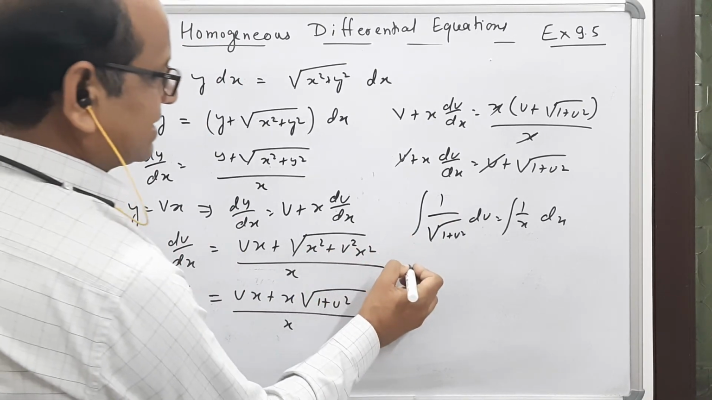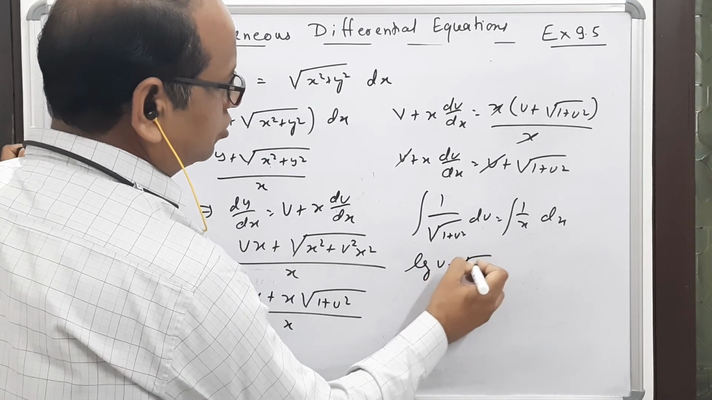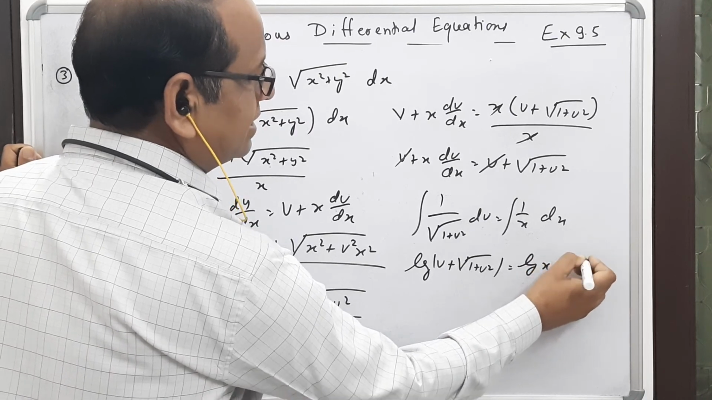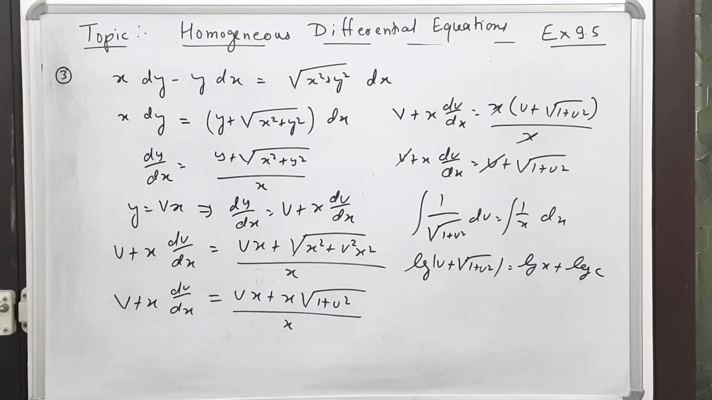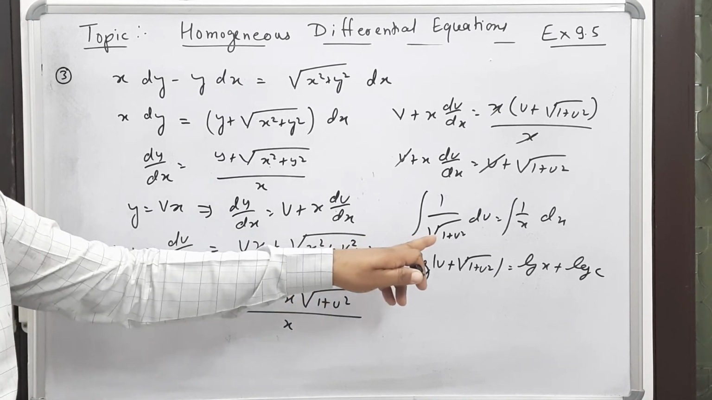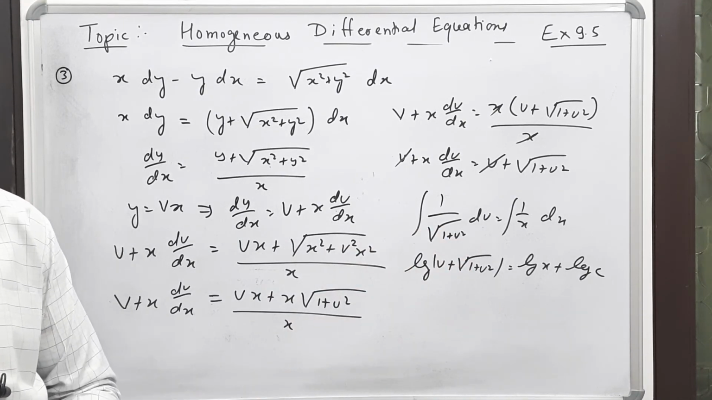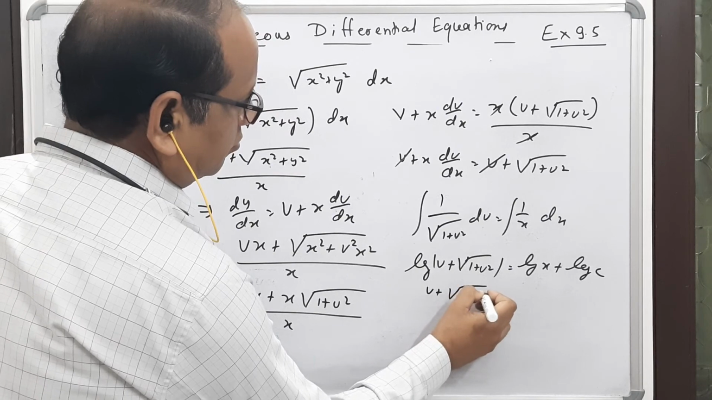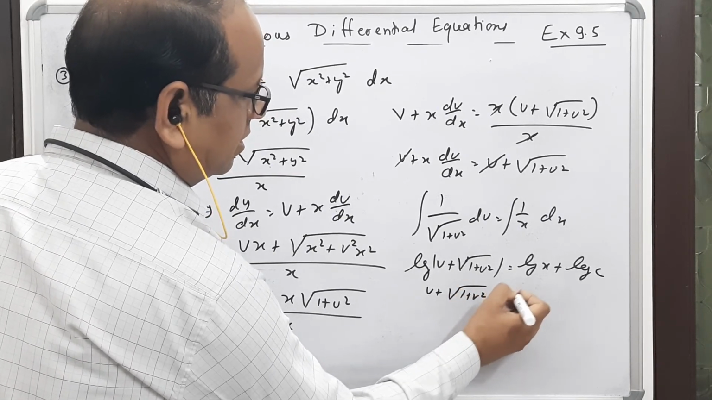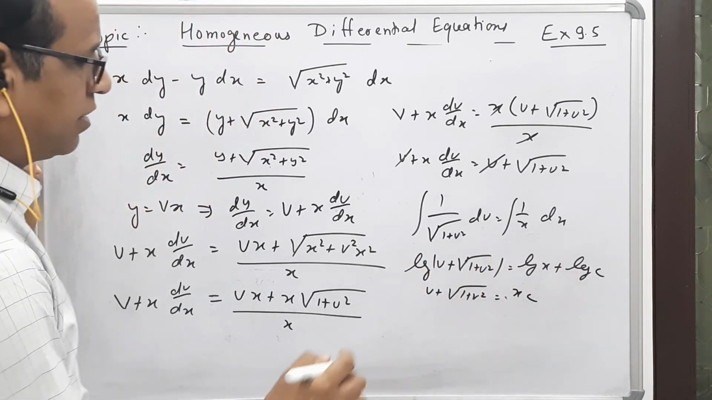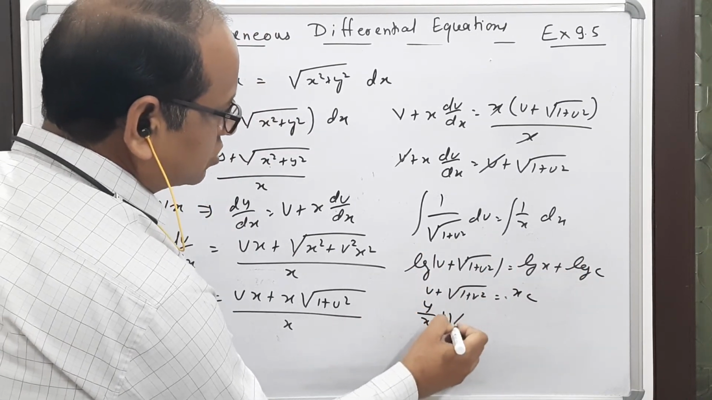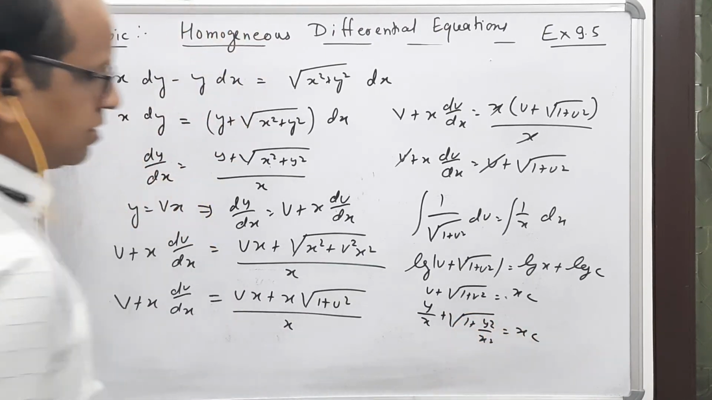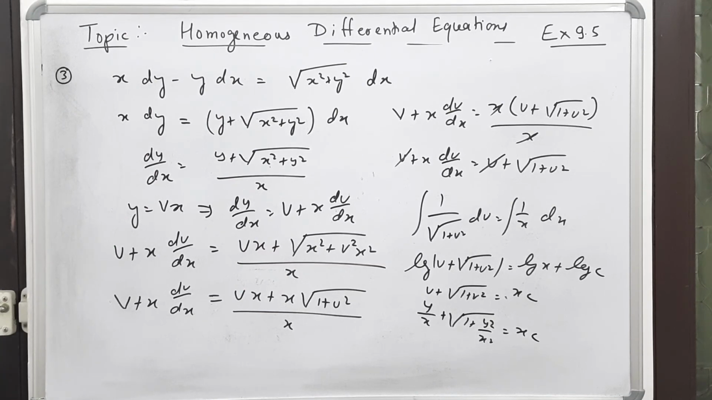So the formula for this is log of v plus root 1 plus v square, and that side it is log x plus c. So we can take this as log c. Please see this now. This is the formula for root a square plus x square. So the log cancelled, and it is v plus root 1 plus v square equals xc. Put the value y by x, so root 1 plus v square will be root y square upon x square, and xc. You can further take the LCM and it can be simplified.